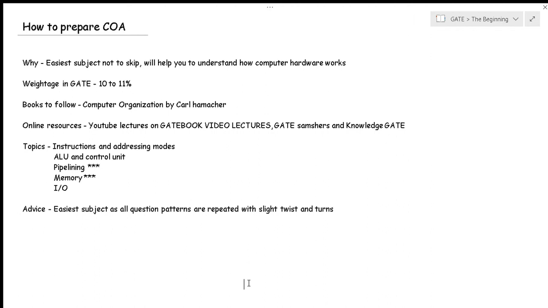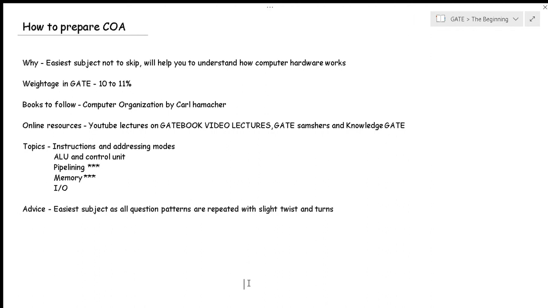After that, in the control unit, we will be having the hardwired control unit and microprogrammed control unit. But remember one thing, questions related to the hardwired control unit and microprogrammed control unit have not been asked very frequently in the last few years, so keep that in mind, right?